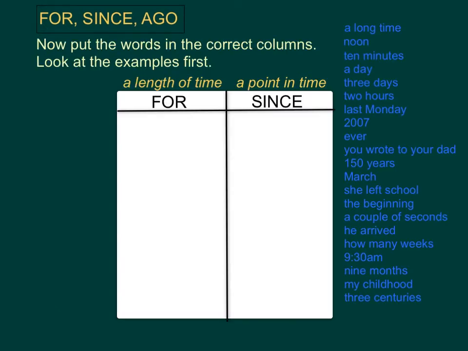Now, let's put the words in the correct columns, under for or under since. Look at the examples first. The phrase a long time represents a length of time, therefore we put it under for. The word noon is a point in time, therefore we put it under since. Now I will give you some time to finish the rest.